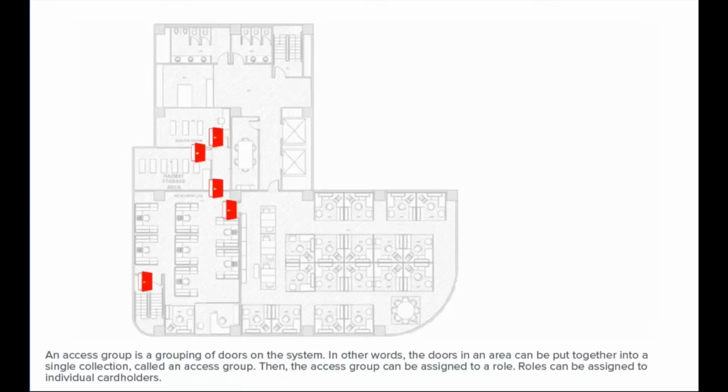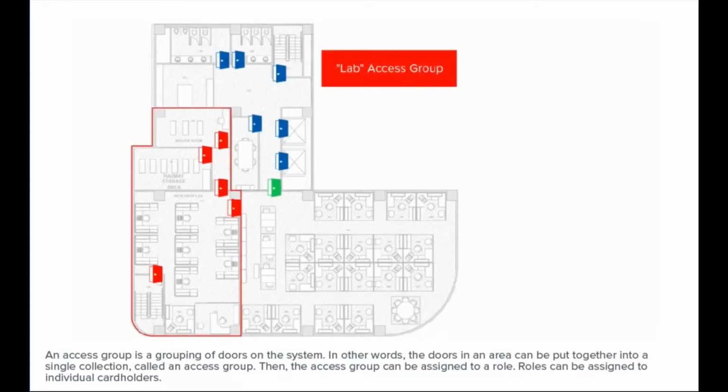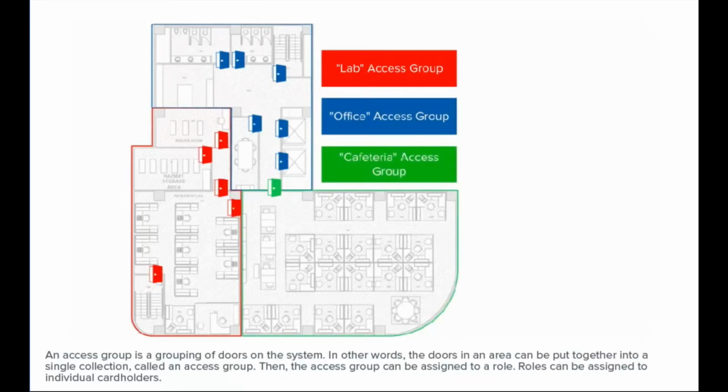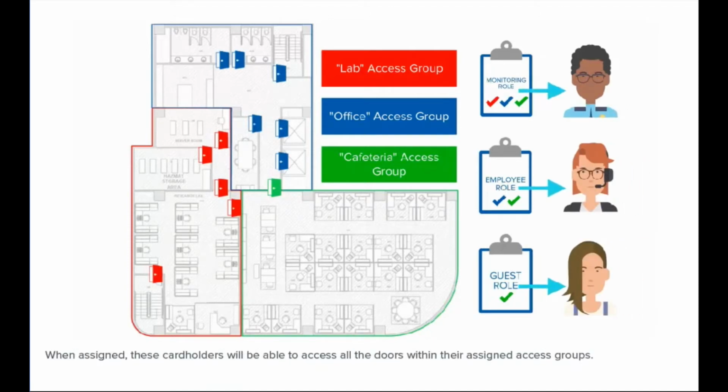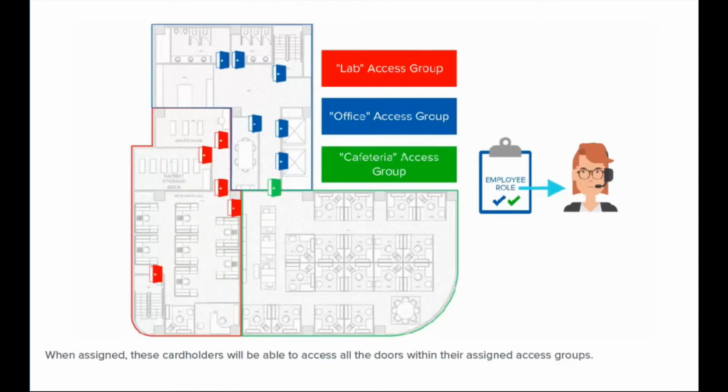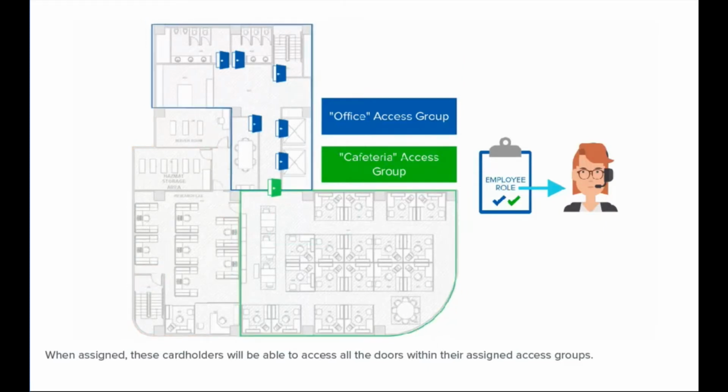An access group is a grouping of doors on the system. In other words, the doors in an area can be put together into a single collection called an access group. Then, the access group can be assigned to a role. Roles can be assigned to individual cardholders. When assigned, these cardholders will be able to access all the doors within their assigned access groups.